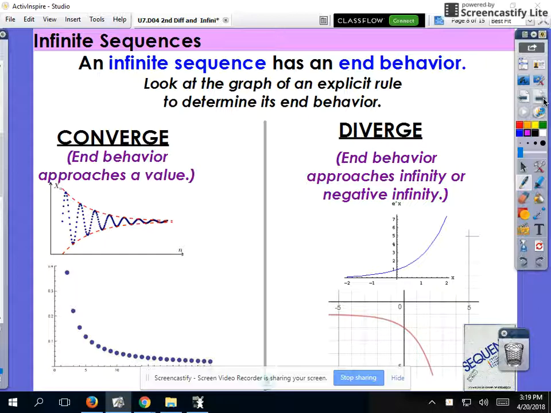So we have converge, which means you actually approach a value. Like you can see in these two pictures, these different values are kind of zeroing in on one specific value as we go to infinity. And for diverge, it looks like these are approaching positive or negative infinity, and there's no real bringing it to a value for those.